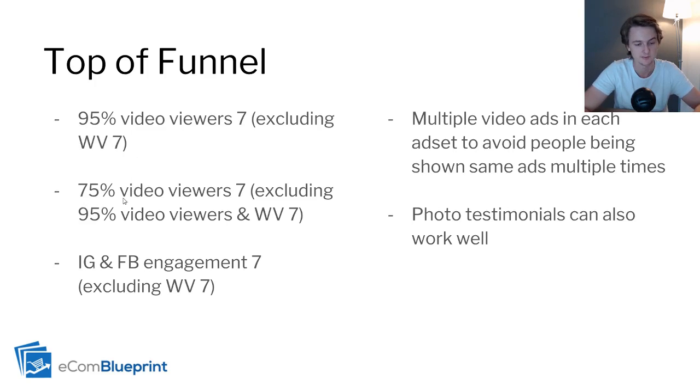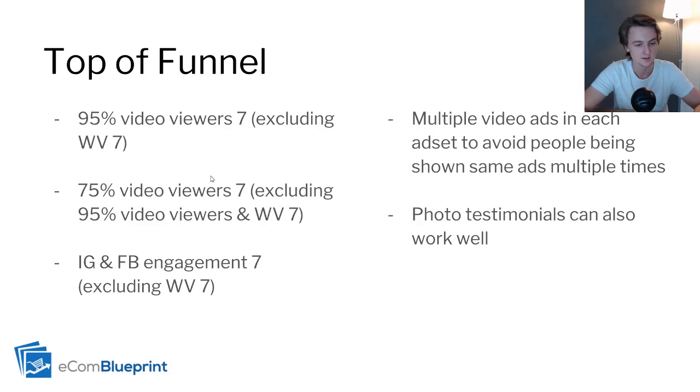Now, same thing here, 75% video viewers in the last 7 days. You also want to exclude the website visitors in the last 7 days, but you also want to exclude the 95% video viewers. The reason why is that if someone's watched 95% of the video, then they've obviously watched at least 75%, right? And so all the 95% video viewers are also in this audience. So this audience is a subset of this larger audience. And so if you want to avoid the overlap, you need to exclude that 95% video viewers audience from the 75% video viewers audience.